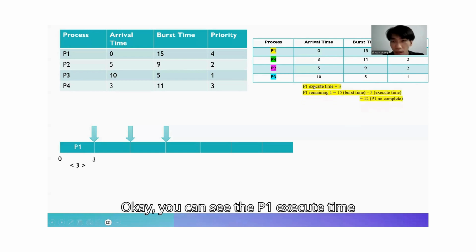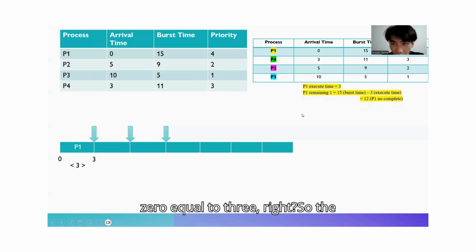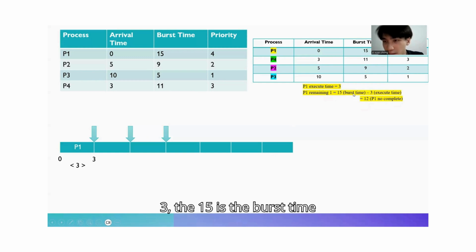You can see P1 execute time equals 3, because 3 minus 0 equals 3. So the P1 remaining time equals 15 minus 3. The 15 is the burst time, and the 3 is the execute time, 3 minus 0 equals 3. So 15 minus 3 equals 12. So process 1 has 12 left.